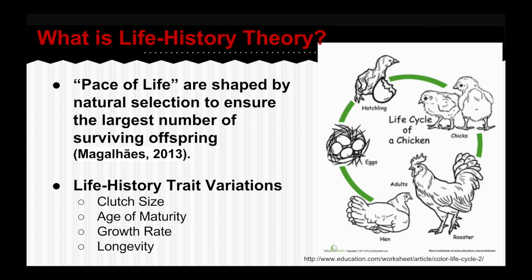First, let's talk about life history theory. Life history theory seeks to explain how natural selection and other evolutionary forces shape organisms to optimize their survival and reproduction in the face of ecological challenges posed by the environment. Characteristics of different species that help explain this theory include clutch size, age of maturity, growth rate, and longevity.